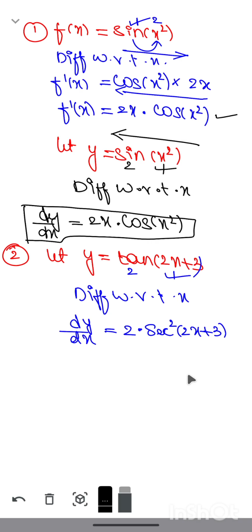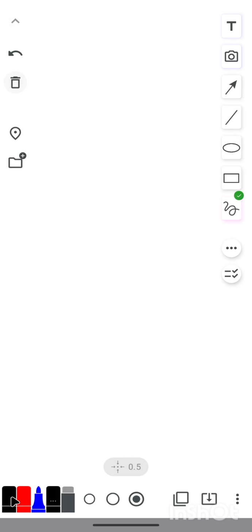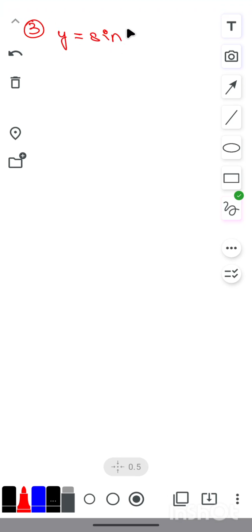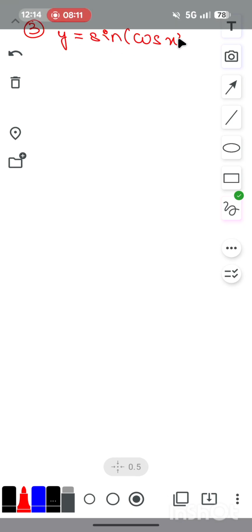Now let us consider the next question. Sine of cos x square is the next question. Find the derivative of the function y is equal to sine of cos of x square. Okay, now again you can observe here the function is having a trigonometry function. Sine is having cos x and x square in its body. Then how to find the derivative of this function? Here also we follow the same procedure.